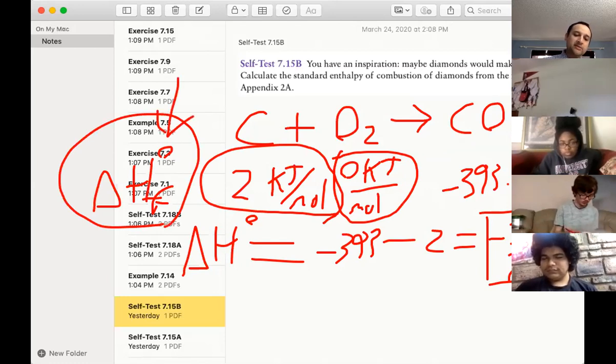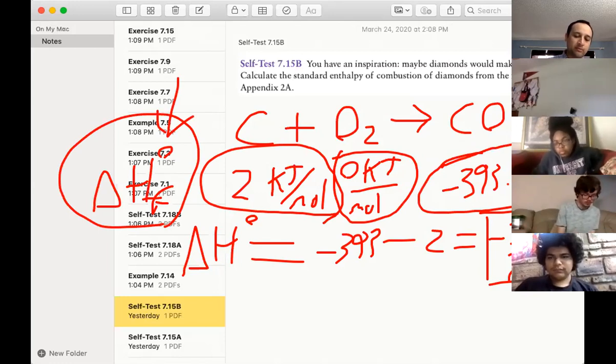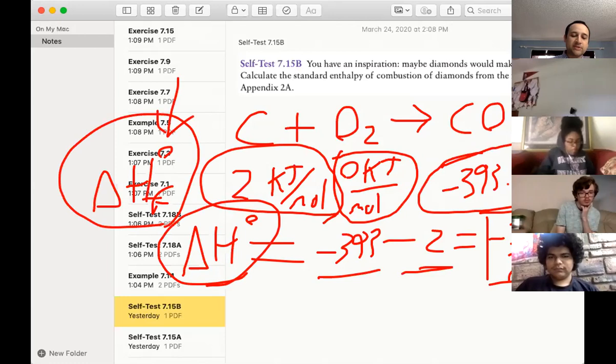And then CO2's heat of formation is negative 393 kilojoules per mole. I could round that up to 394, but whatever. So the overall enthalpy of this reaction is negative 393 minus 2, which equals negative 395 kilojoules per mole. And if we had been a little more accurate with our rounding, we'd be at negative 396, but we'll call that okay. All right, so any questions about this one?